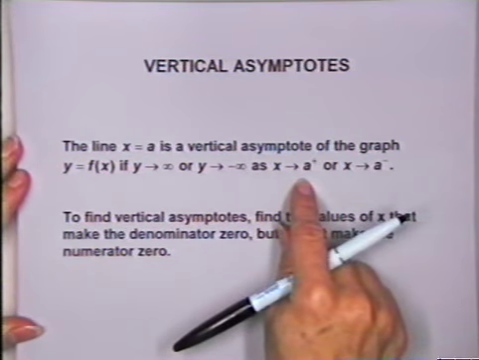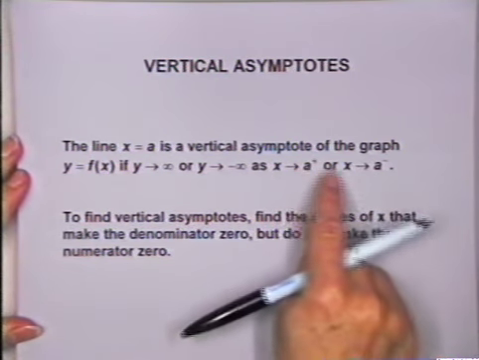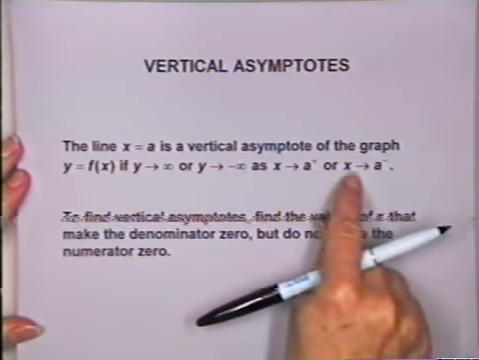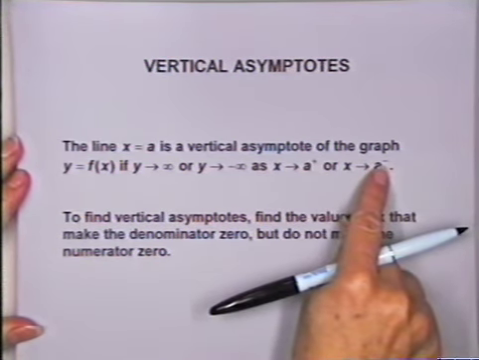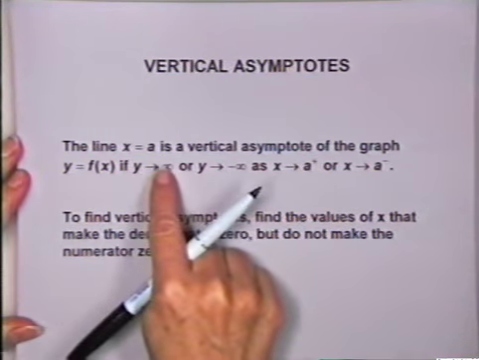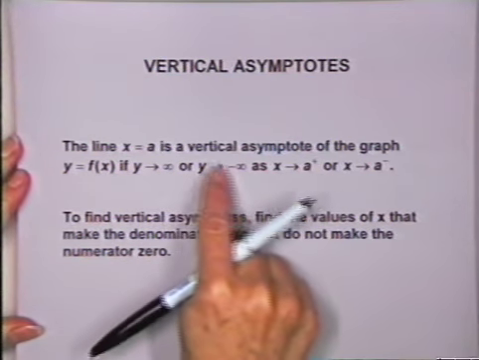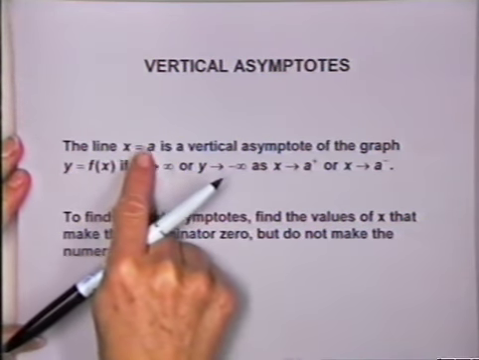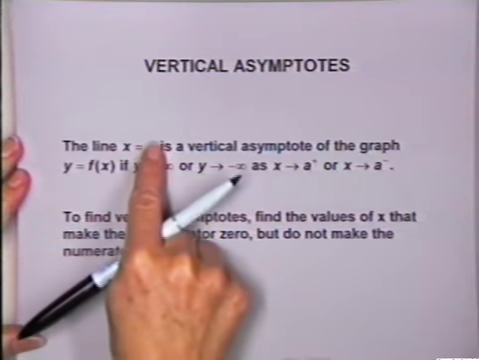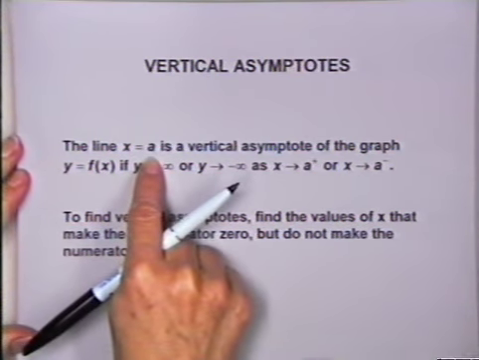As we get close to a certain x value, which we're calling a here, it doesn't matter if we're on the right or the left, but what matters is what's y doing. Is it getting very big in a positive or a negative direction? If so, then we have a vertical asymptote. Recall x equals a is the equation of a vertical line through the value a.